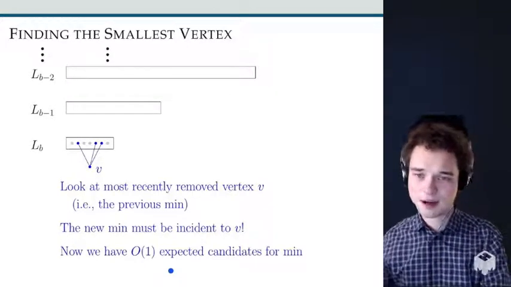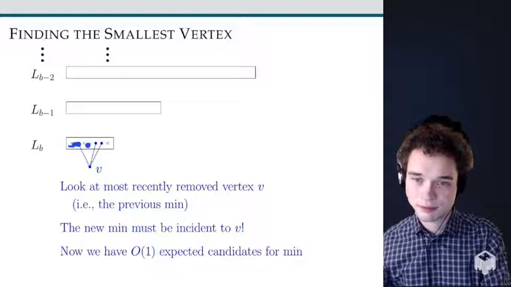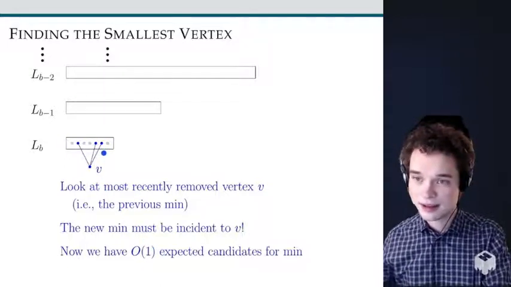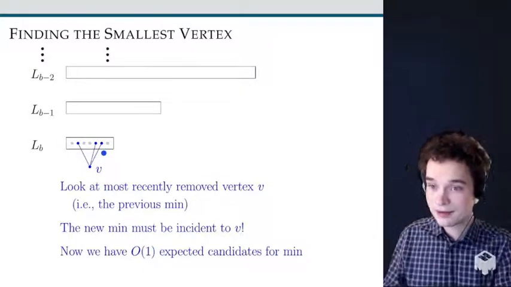Okay, but we've still got a problem. These blue vertices, the ones we haven't grayed out, we still don't know which of them is the min.